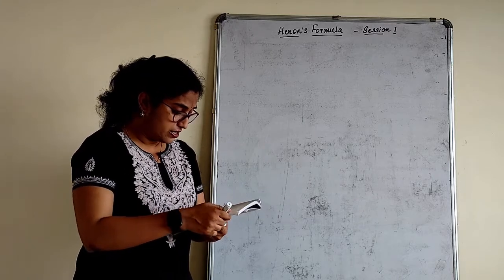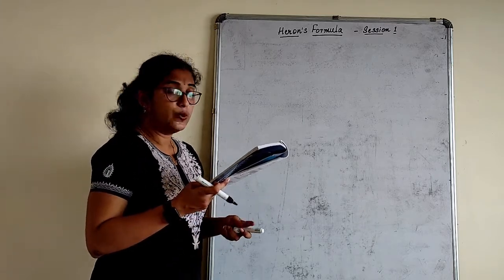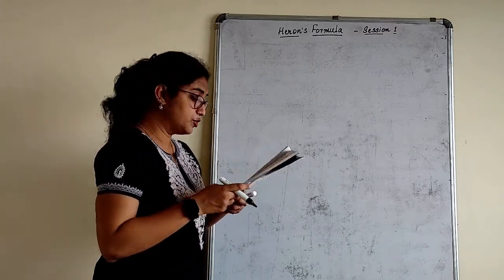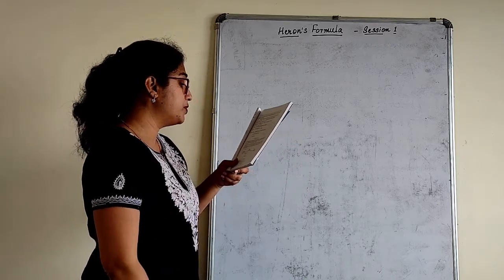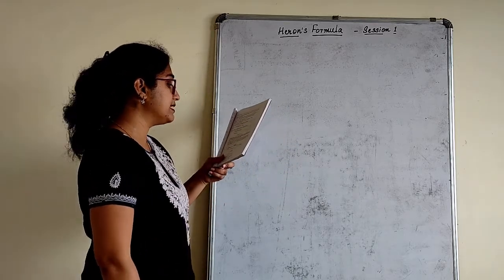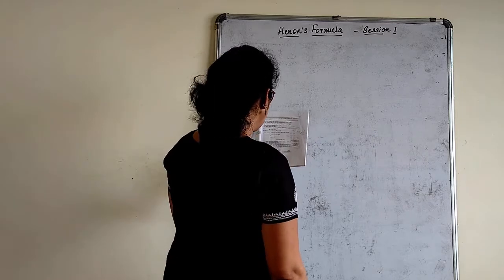Okay, exercise first one. Wherever a figure is required, you have to draw. A traffic signal board indicating school ahead is an equilateral triangle with side A.